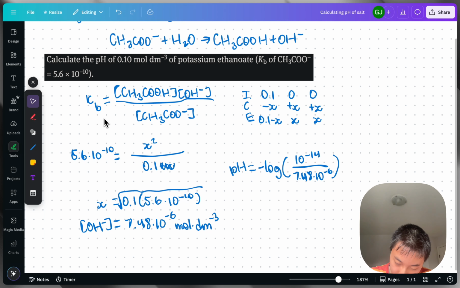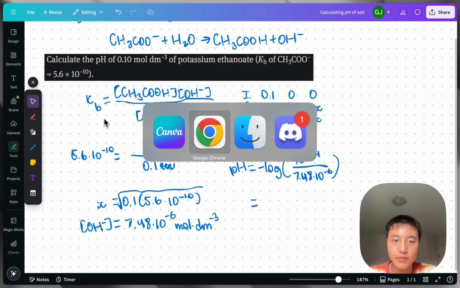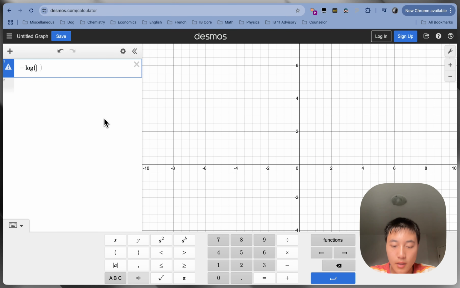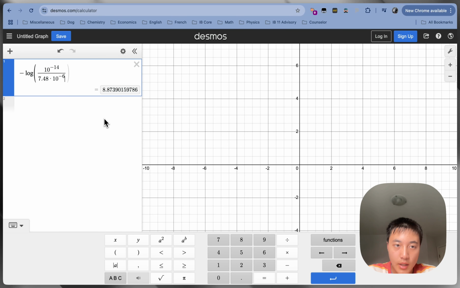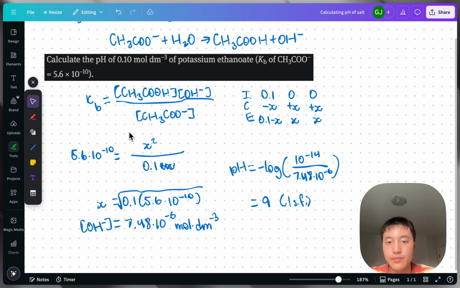And now we can put this into the calculator. And we get a pH of 9, to 1 significant figure. And that is our final answer. Thank you.